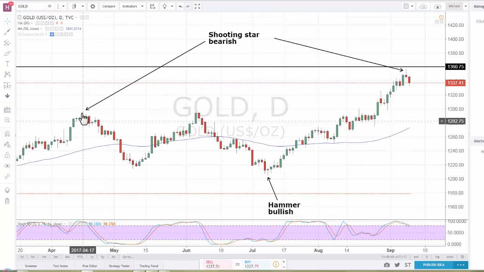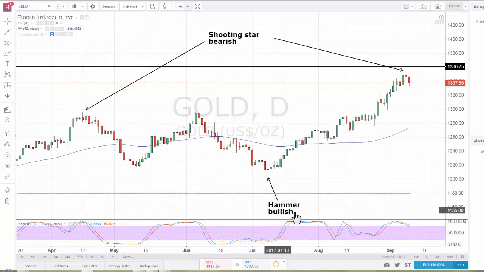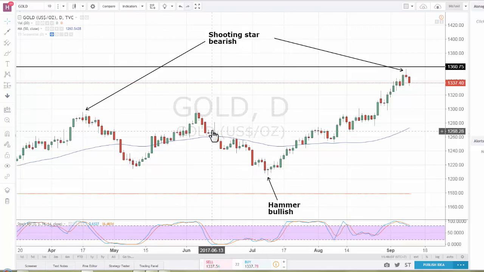When you see the shooting star, it's a signal you could sell, because it represents that the uptrend could be finishing here and it's going to start to go down, and it happened here. And the hammer is bullish. When you see a hammer and the next candle is green, then it's signaling that the downtrend is finished and now we're going to start going up, which worked perfectly well here as well.